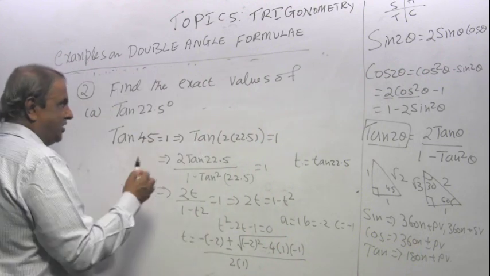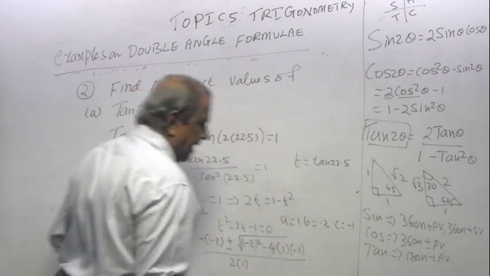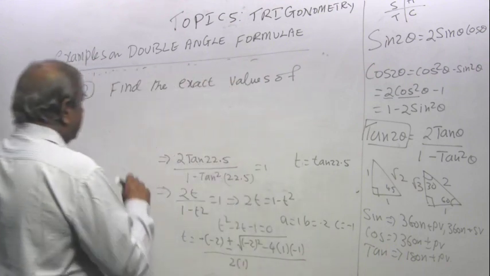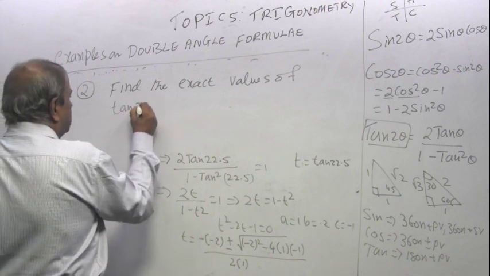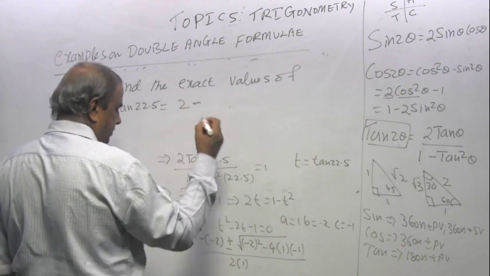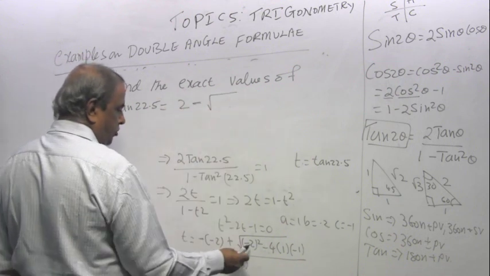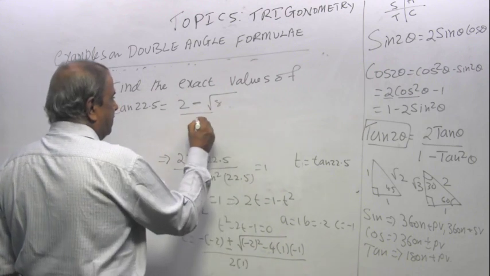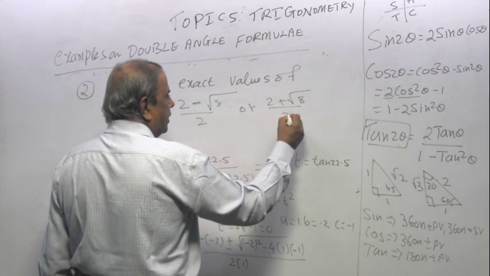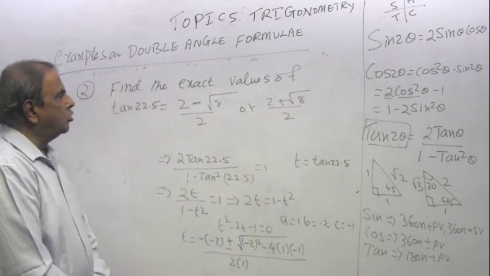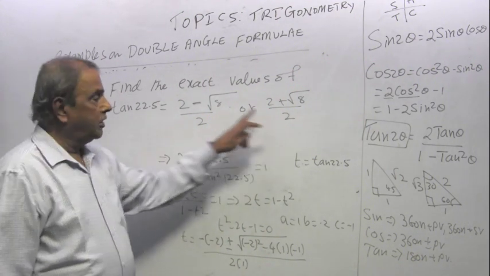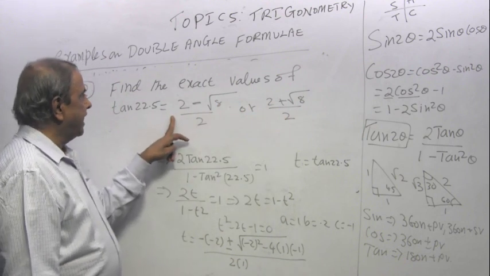Okay? Right. So I'm going to rub this off because I need the space. So that becomes tan 22.5 equal to 2 minus square root 2 squared is 4, 4 plus 4 is 8, divided by 2, or 2 plus root 8 over 2. No, 2 plus something is more than 2. Divided by 2 is more than 1. 2 minus something is less than 2.